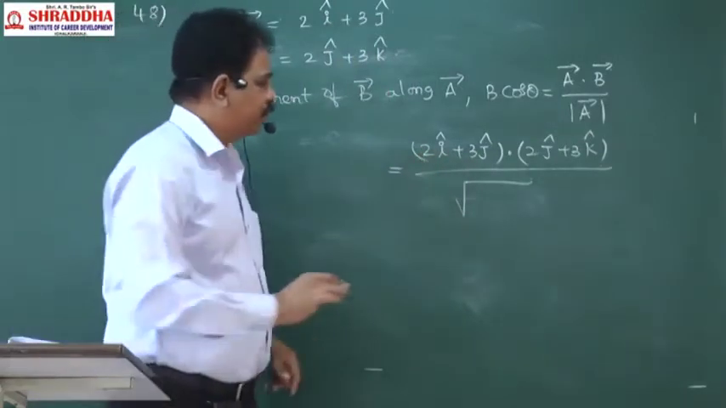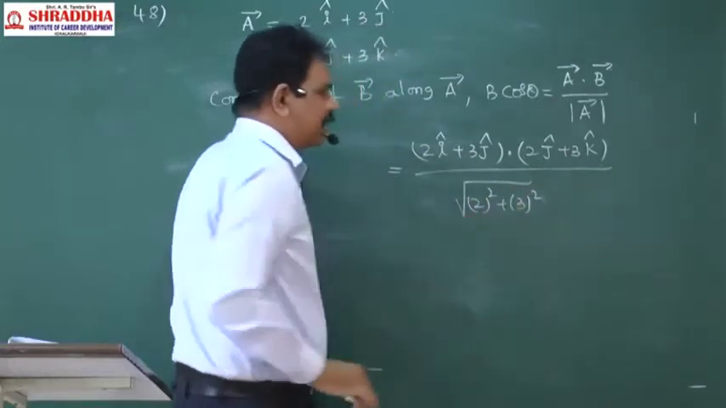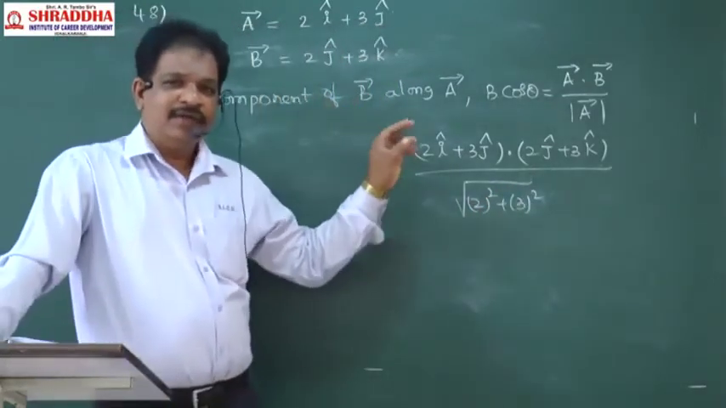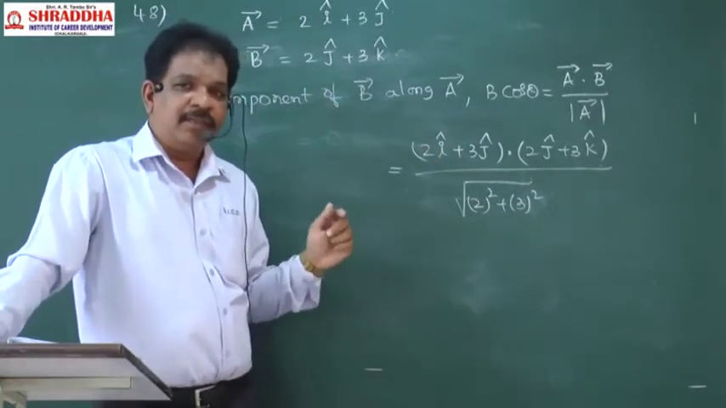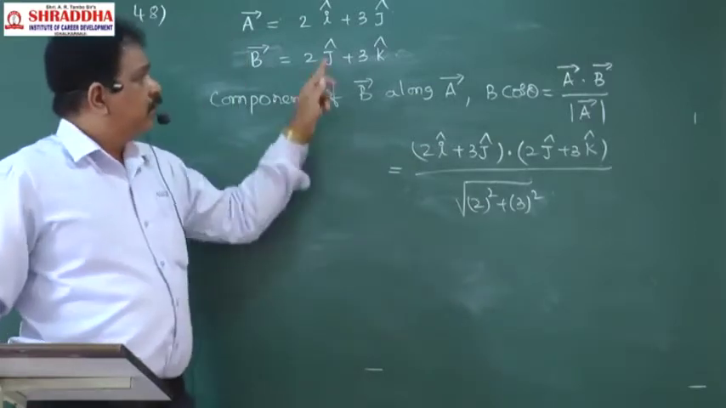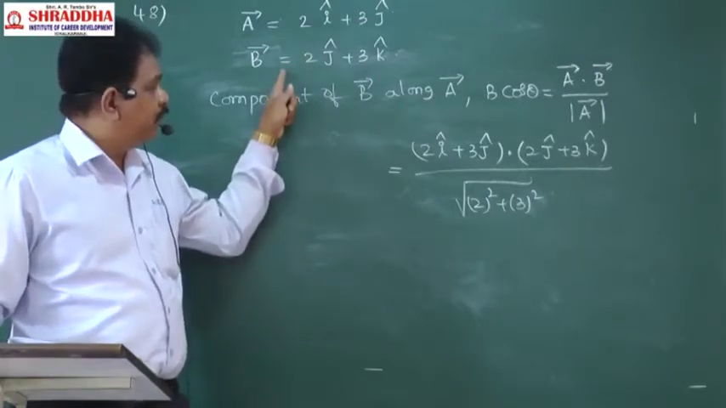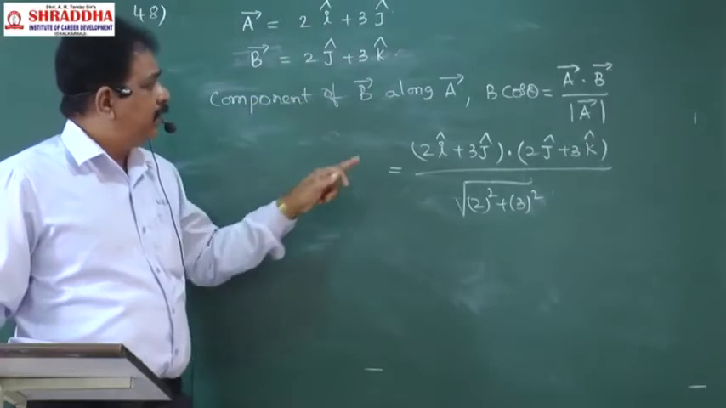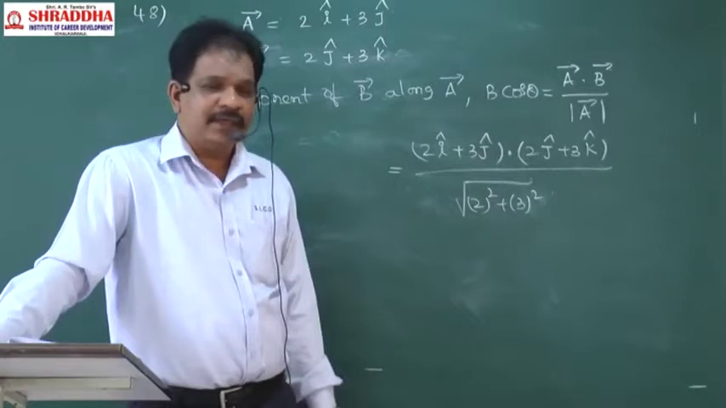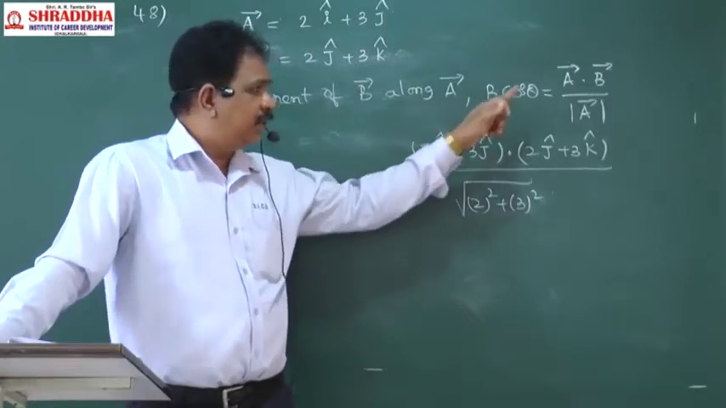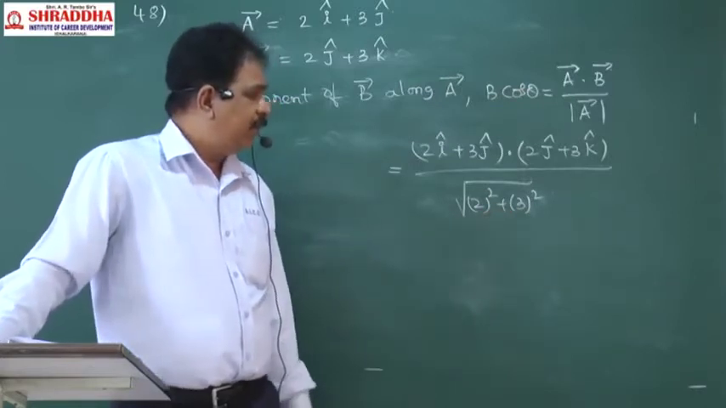So its magnitude is root of 2 square plus 3 square. Is it understanding? This is the formula. In that formula we are just substituting. What they are asking, 2 vectors are given, those are A bar and B bar. Find the component of B bar along A bar, means that value will be equal to B cos theta. So B cos theta is equal to A bar dot B bar by modulus of A bar.